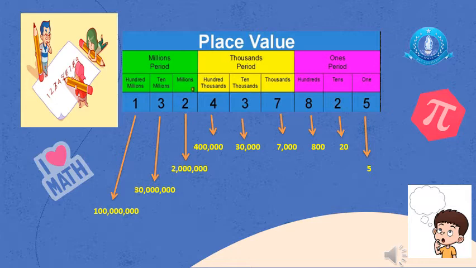Look at the next digit, 2. 2 is on the place of million. So in million, how many zeros are coming? 6. Yes. 6 zeros are coming in million. So it will be 2 million. We are writing 2 and we are adding 6 zeros of million.